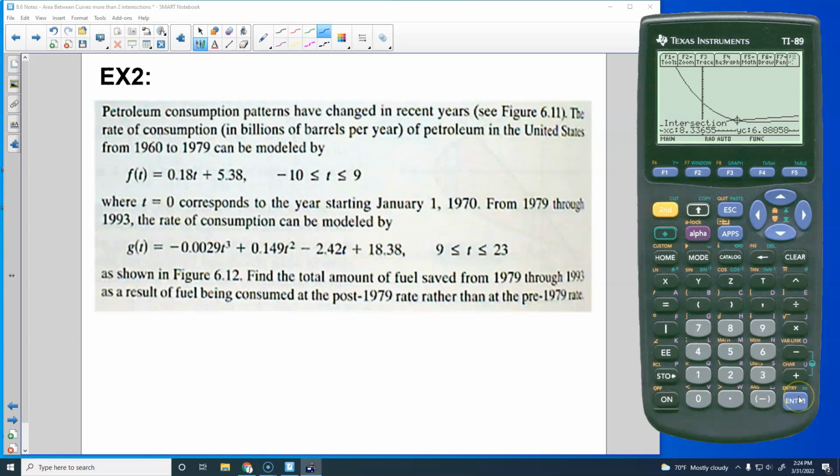I got the same numbers. When it says first curve, click enter. When it says second curve, the little spider should jump up to the other line and click enter. And then the lower bound is really your left bound, so you want to be on the left side. The upper bound is your right bound. Okay, so they intersect at 8.3365. Since I only care about from 9 to 23, I actually don't have to worry about that intersection right there.